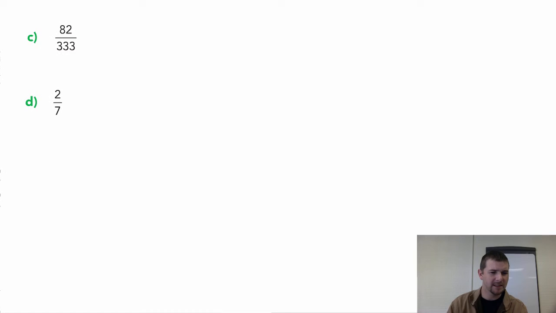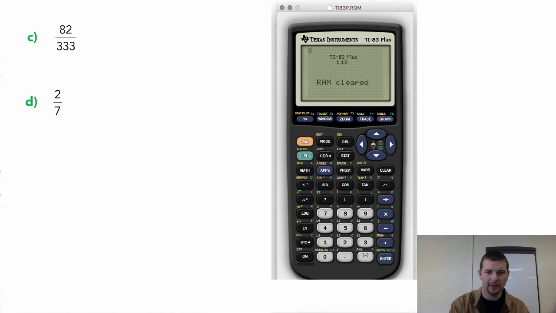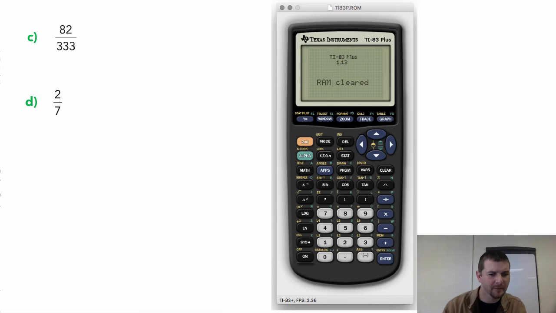And recall, problems C and D, we're told that we can use a calculator. Now, a basic 4-function calculator will do just fine, but I'm going to use my graphing calculator. 82 divided by 333. 0 point, and note my calculator doesn't put the 0 placeholder in the ones place. I'm going to. 0.246, 246, 246. So there's a repeating pattern.